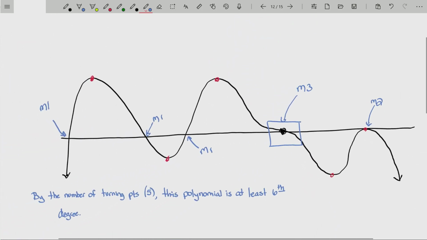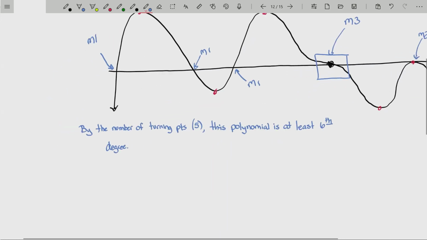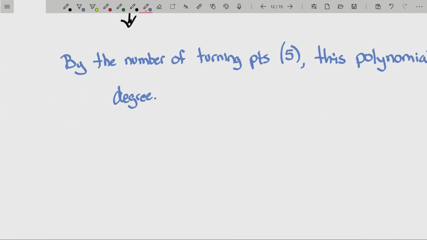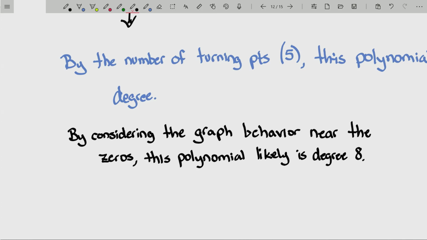And so if I really thought about not only the turning points, but just looking at the zeros as well, you'll see that the multiplicities all add up to 2 plus 3 plus 1 plus 1 plus 1, or 8. So this polynomial actually has a degree at least 8. Now again, they might not be asking for that level of detail, but it is actually true that by considering the behavior near the zeros, this polynomial is likely of degree 8.